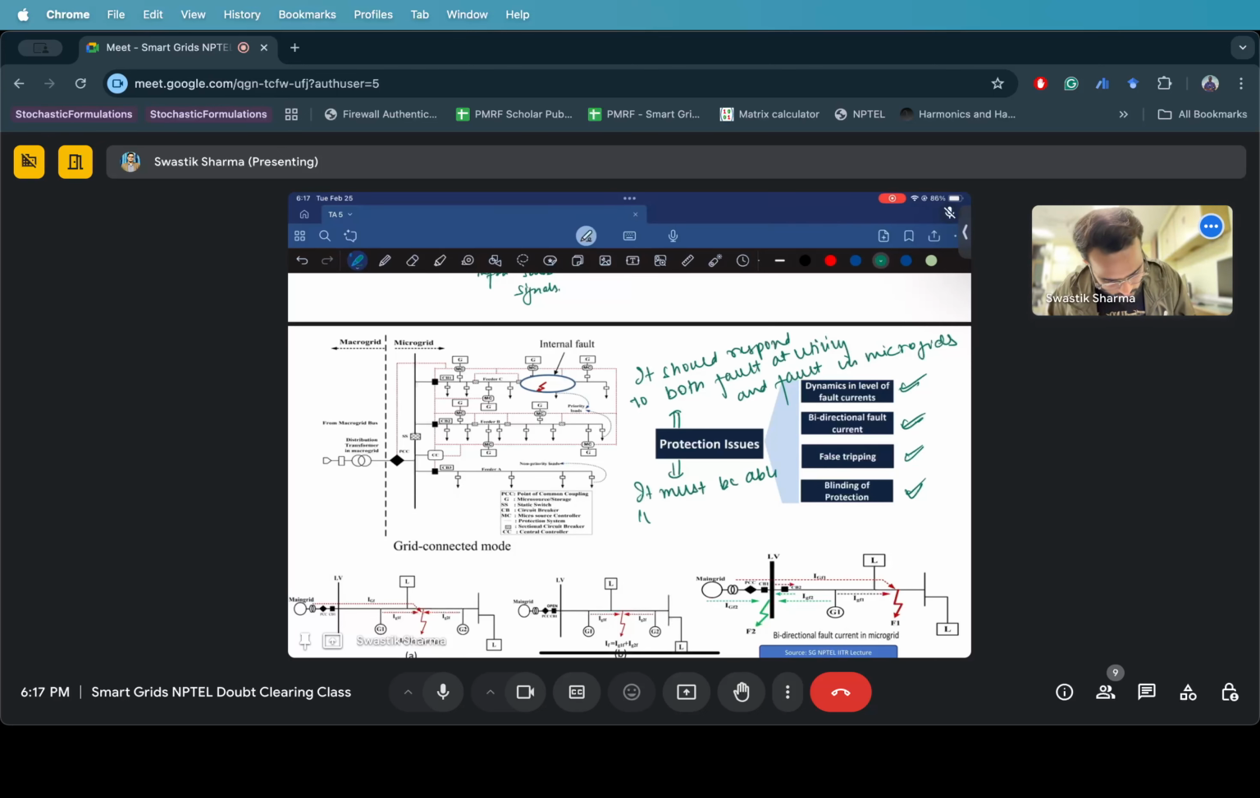able to isolate the smallest section of a feeder.